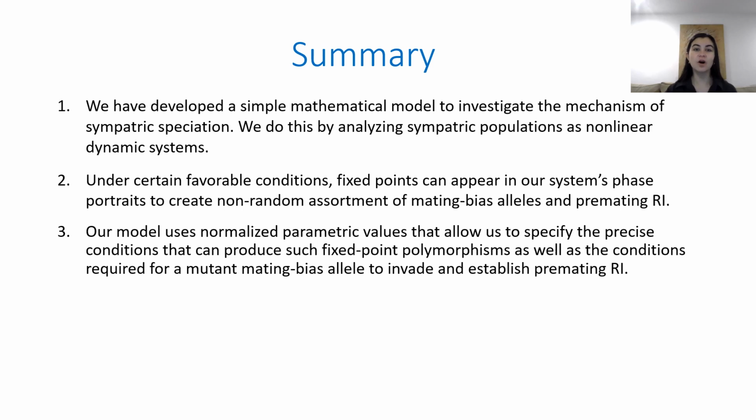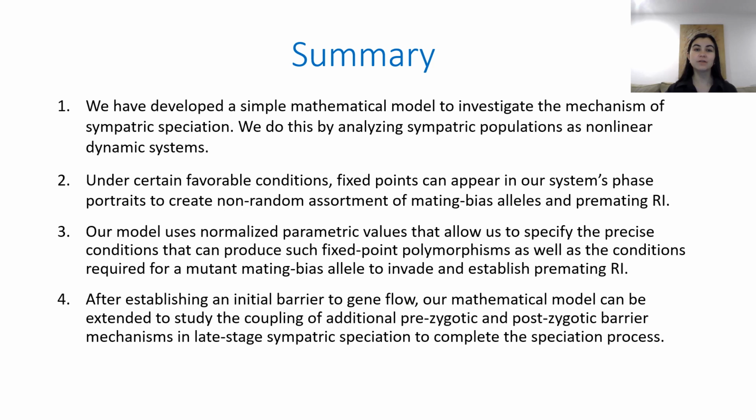Third, all the parameters in our model are normalized, so they can be applicable to a wide range of situations. Therefore, we're able to produce conditions required for a mutant mating bias allele to invade and establish pre-mating reproductive isolation. Fourth, the next step for our group is to study how this initial pre-mating reproductive isolation can be coupled to additional pre-mating and post-mating barrier mechanisms to further strengthen and complete the speciation process. See our next video to see the results from our subsequent studies.